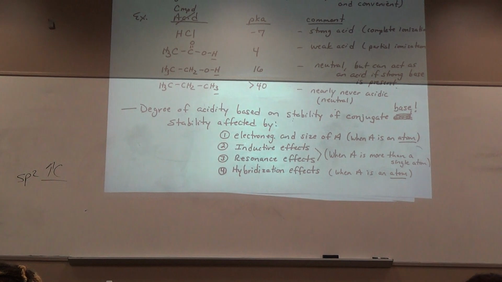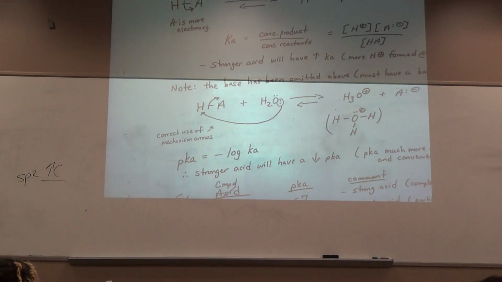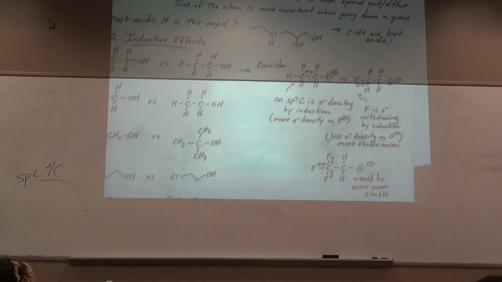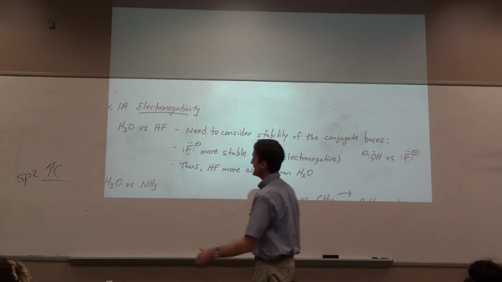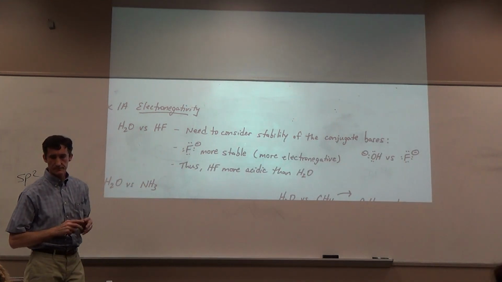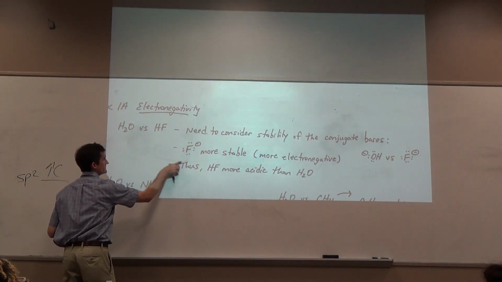First one is electronegativity and size of A. A is the thing that the H is bonded to. It can either be one atom, like HCl, or it could be an atom that's connected to lots of other stuff, a huge molecule. Okay, first is electronegativity of these two. Let's consider H2O and HF. Which is more acidic? Some of these you should already know. HF. Okay, HF. Why?